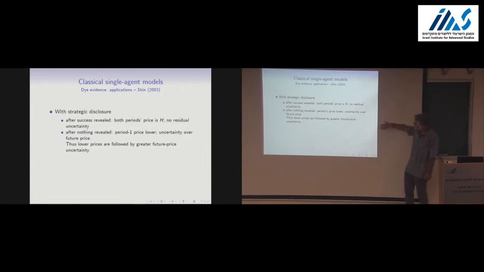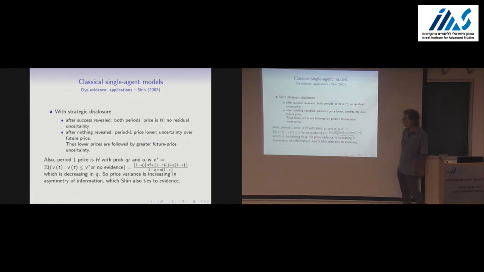Okay, so in this environment, in equilibrium, the manager who can strategically disclose will reveal successes, and there will be no price uncertainty after high prices, high value firms. He will not reveal failures, and therefore there will be a lower price, and after that there will be high variability.